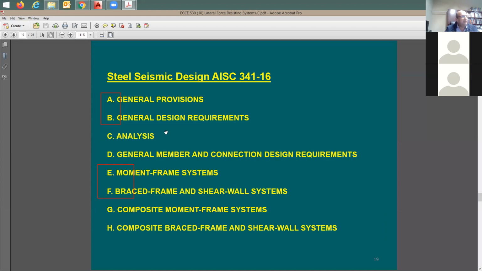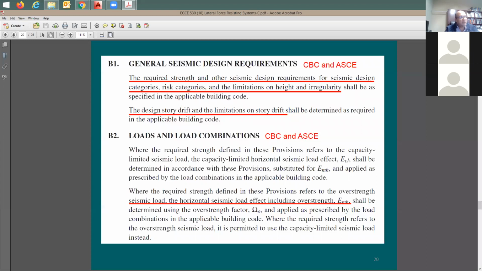Here is what you have in chapter B that I'd like to stress, general design requirements. When it comes to the general design provisions, of course, you're going to be using the CBC and ASCE. So you need to follow CBC and ASCE when it comes to design forces, design requirements, and allowable drift. So the story drift and all of that is going to be according to CBC and ASCE.